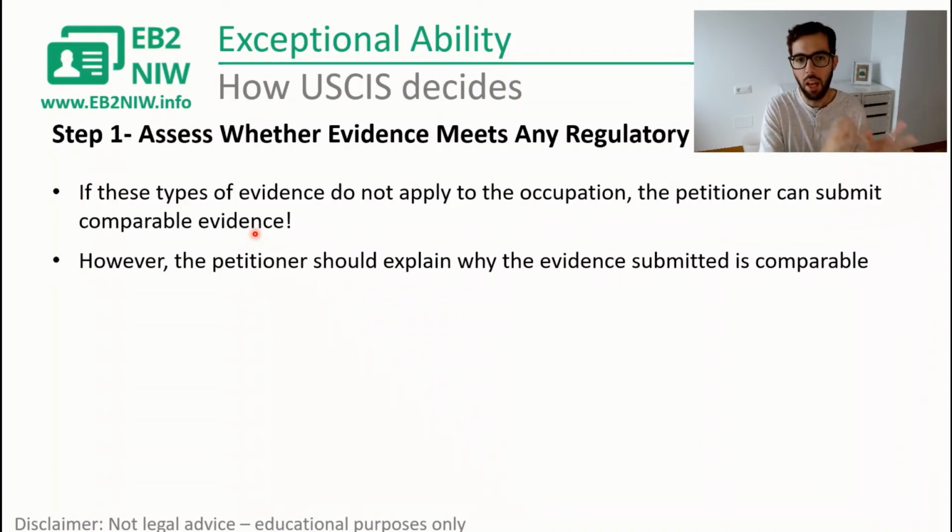If these types of evidence do not apply in your occupation, then you can submit comparable evidence. However, you have to explain why the evidence submitted is comparable and why the criteria didn't apply to you. So that is always important. You cannot just say, well, those criteria didn't apply to me, so I'm submitting this other stuff. You have to really justify it.